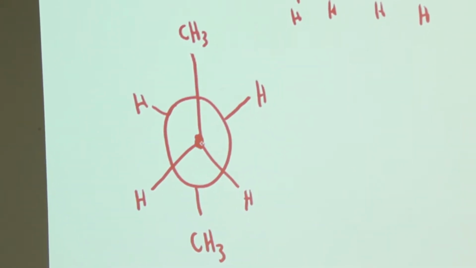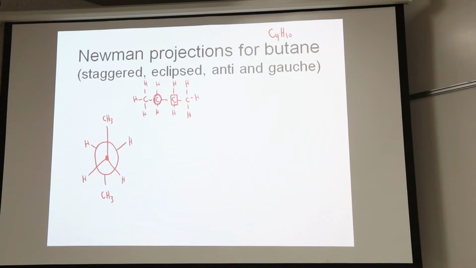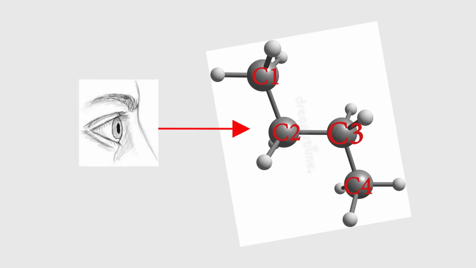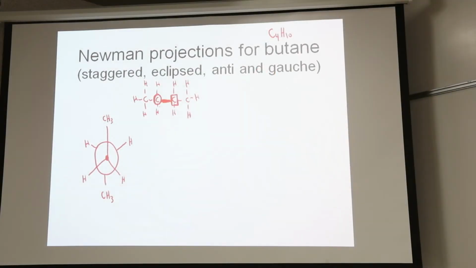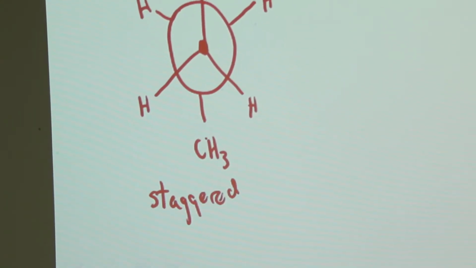So the carbon in front has two hydrogens and a methyl attached to it. That's C2. The carbon in back has two hydrogens and a methyl attached to it, and then they're attached to each other, and we're looking down that C2, C3 axis in this perspective drawing. And so this is hopefully clearly a staggered conformation. And what that does in this case is it places the methyls farther away from the hydrogens than they would be if they were lined up.